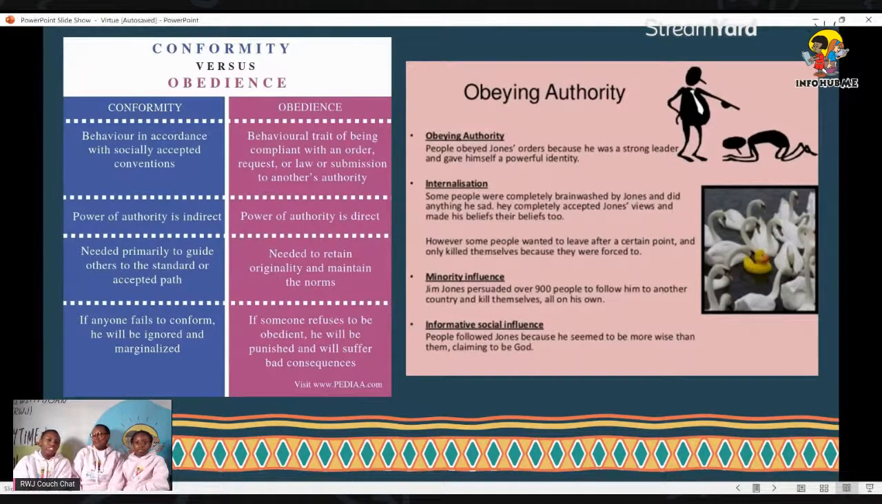Who is Jim Jones? Just an example. I saw it on the internet, and I felt it was very good for me to be able to explain to kids that authority doesn't mean that you should just be dogmatic and follow them to whatever. They even kill yourself, you just kill yourself.